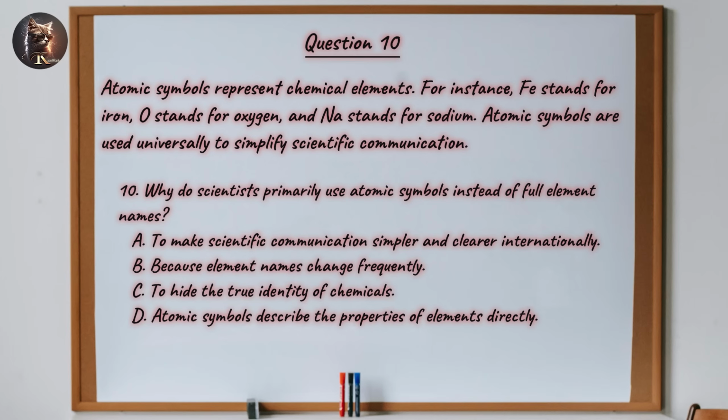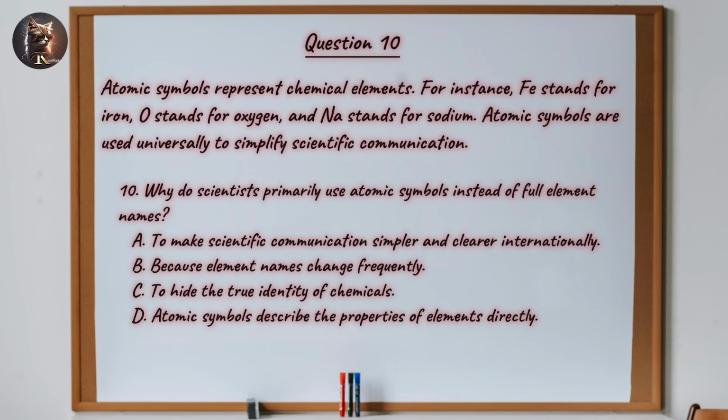Let's examine each answer carefully and think through them. Option A says it makes scientific communication simpler and clearer internationally. Think about this. Scientists all over the world speak different languages, but the symbols Fe, Na, or O mean the same element to everyone, no matter their language. Does this seem like a reasonable purpose for using symbols? Yes, definitely. Hold on to this one. Option B claims that element names change frequently. Pause and consider. Do element names really change often? Actually, no. Element names remain quite stable once established, so option B doesn't seem right.